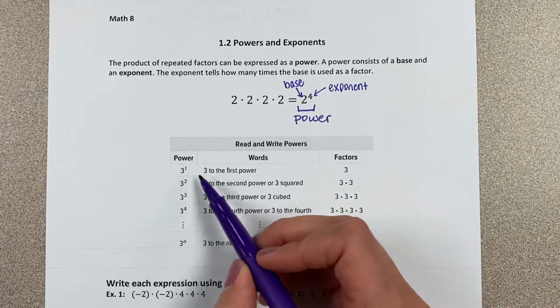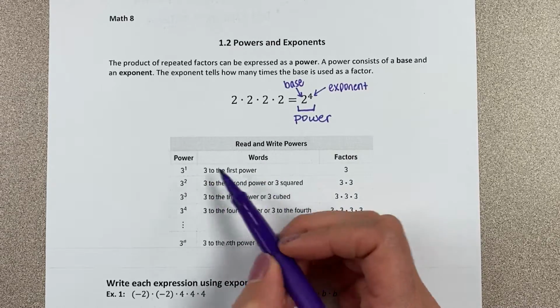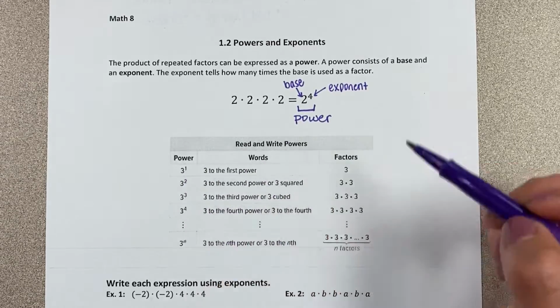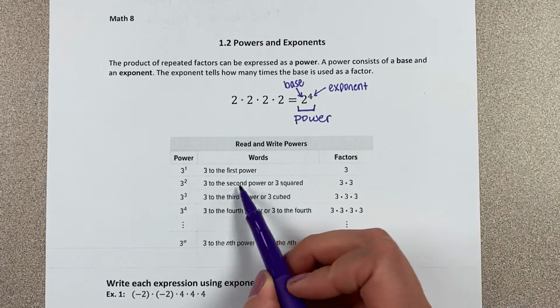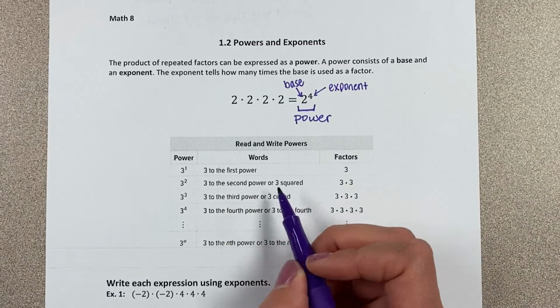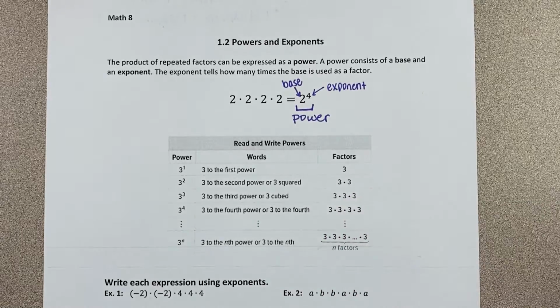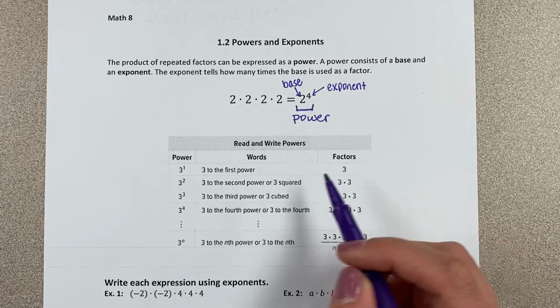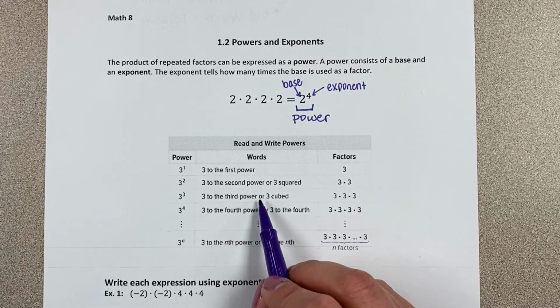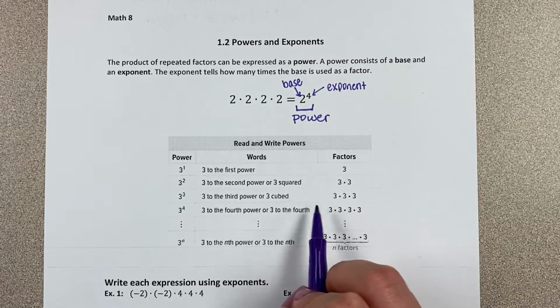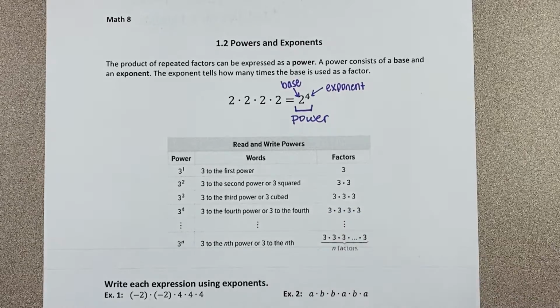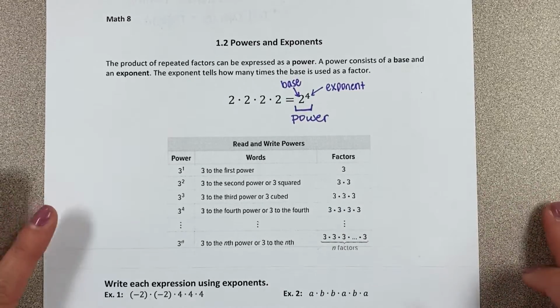So to say this, we say 3 to the first power. That's just 3 multiplied once, so that's 3. 3 to the second power is also said as 3 squared. You are going to hear squared a lot, so you might want to get used to hearing that. That's 3 times 3. 3 to the third power is also the same as 3 cubed. You're multiplying it 3 times. You will also hear cubed often.